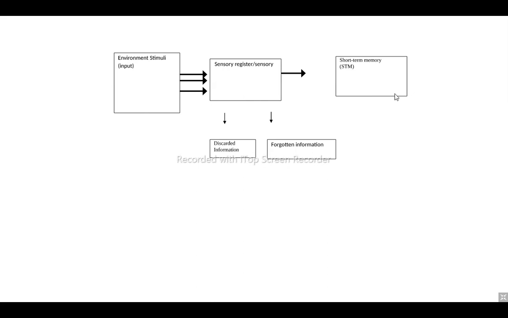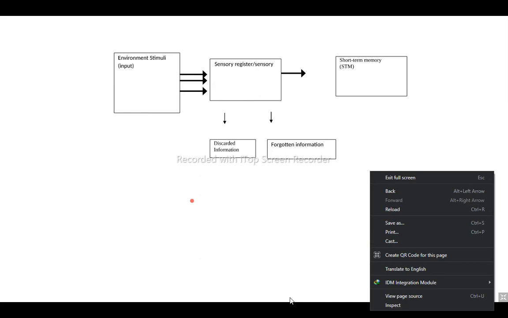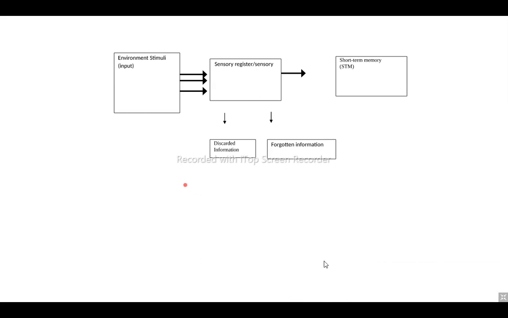All that is the operation of encoding, receiving the information in the sensory memory, then how it moves to the short-term memory, and finally it goes to the long-term memory for permanent storage. What we need to know is, by now we should be able to say the difference between the short-term memory, the sensory memory, and the long-term memory.